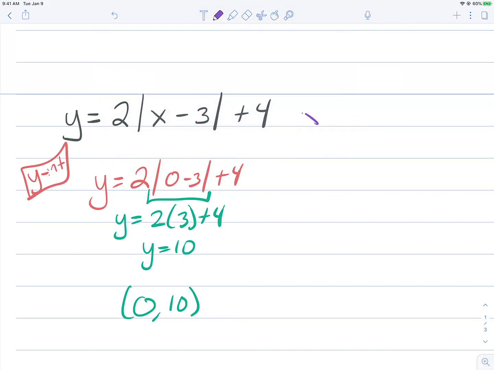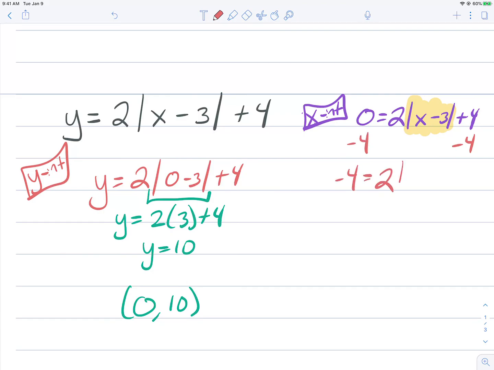And if I find my x-intercept, I'm going to make y equals 0. So I have 0 equals 2 times the absolute value of x minus 3, plus 4. Again, this becomes a solving absolute values problem. So I'm going to subtract 4 from both sides, and I get -4 equals 2 times the absolute value of x minus 3. And if I divide both sides by 2, I get -2 equals the absolute value of x minus 3.